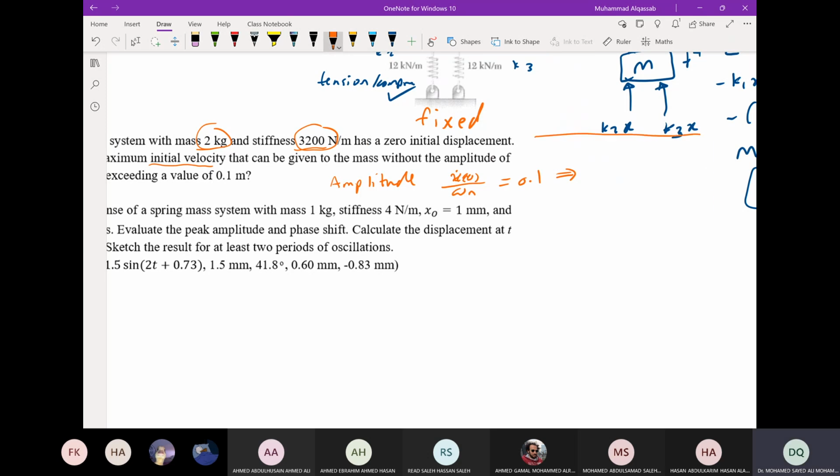So x dot at 0, which is required, is 0.1 omega n, where omega n is square root of k over m. Then you can put the values for k and m and find the answer.